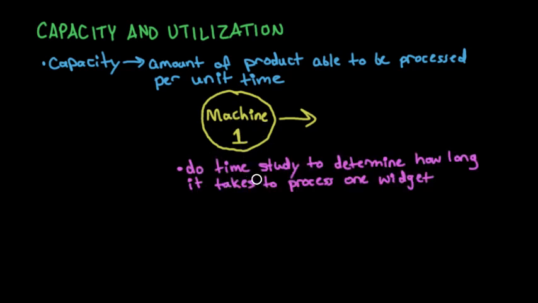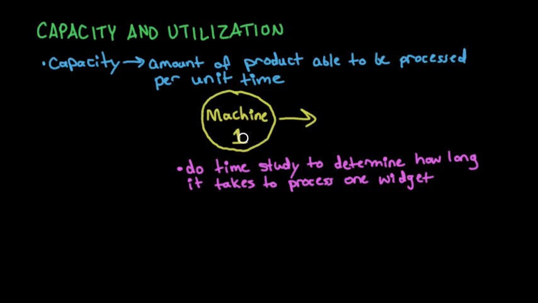How long does it take to make one widget on this machine? And what this time study looks like can really vary. It depends on your factory and how advanced the technology is. In the olden days, it used to look like an industrial engineer walking up to the machine while the operator's working on their product, a timer in one hand and a clipboard in the other, and starting the timer when they start the widget and stopping the timer when they finish the widget. So that's kind of the old-fashioned way.